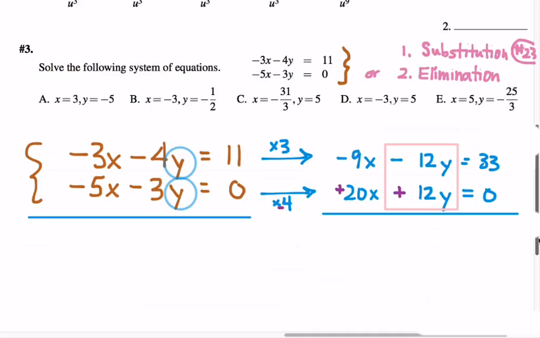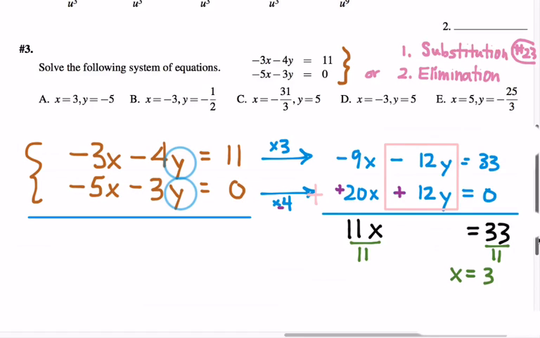If I then add down these columns, I'm going to end up with, on the right-hand side of my equation, 33. My y's, negative 12y plus 12y, what's going to happen there? Yeah, we're going to end up with 0y, which is no term at all. And then 20x, negative 9x plus 20x is going to give us 11x. And now we've eliminated the y, and we can solve that equation for x. How do we solve that equation for x? Yeah, just divide it by 11 and get 3.